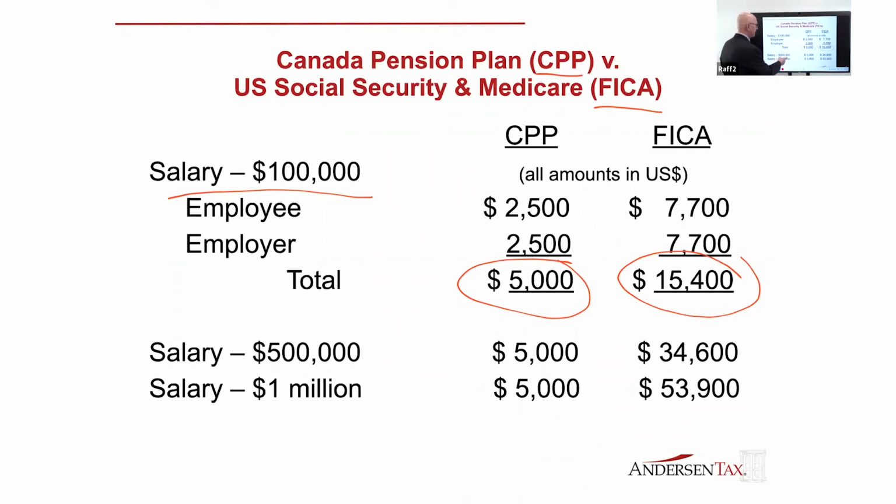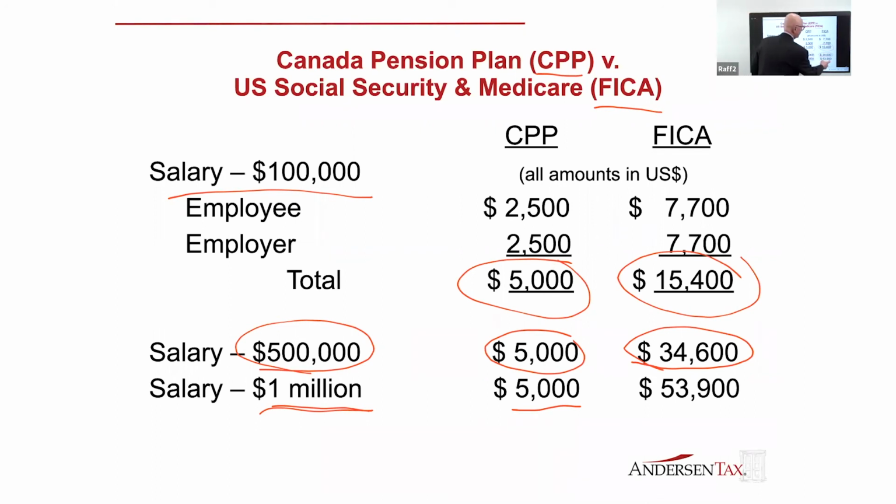If you look at someone making $500,000, it's still $5,000, and they're paying $34,000 in the U.S. for that. And if you're talking about someone who's making $1 million, I know that might not be all of us in today's meeting, Canada's still $5,000, and the U.S. is $53,000.